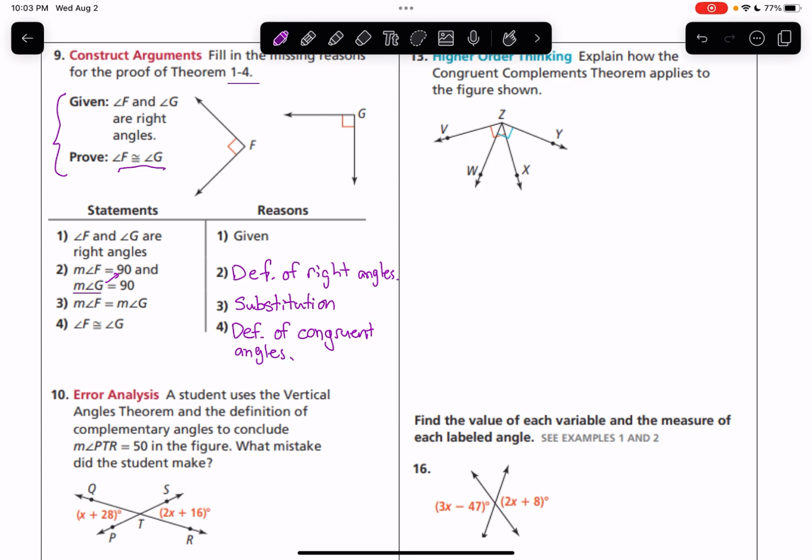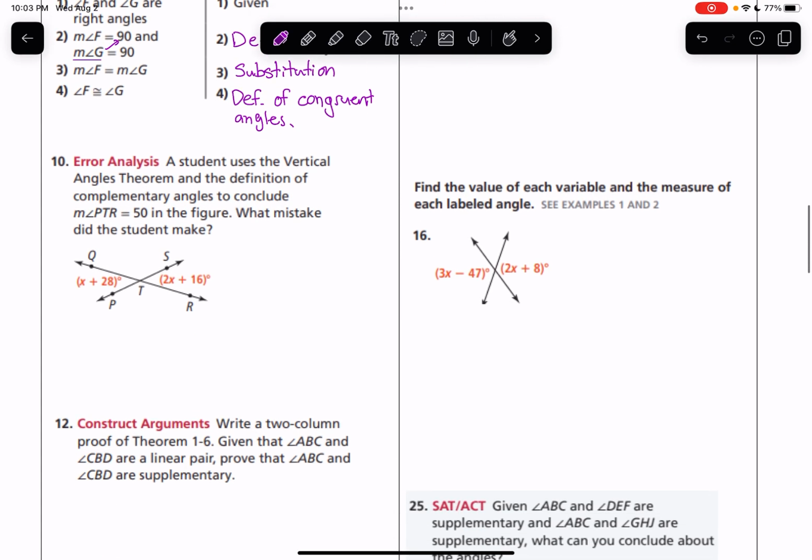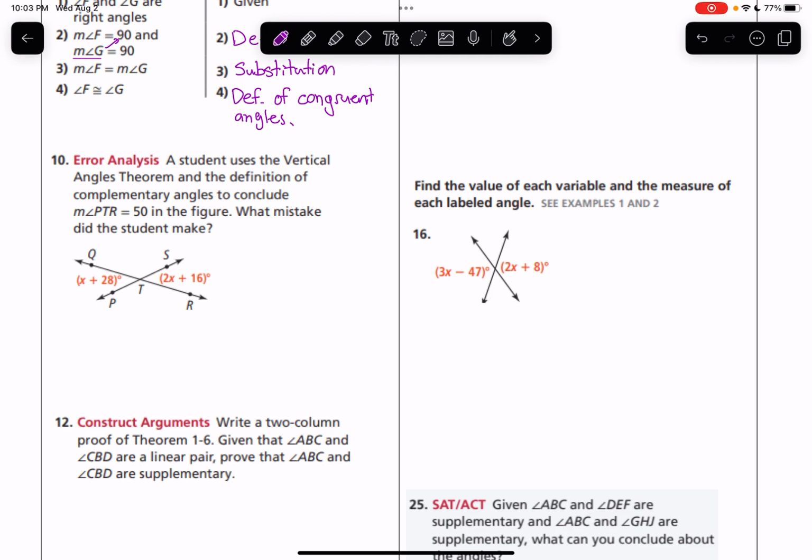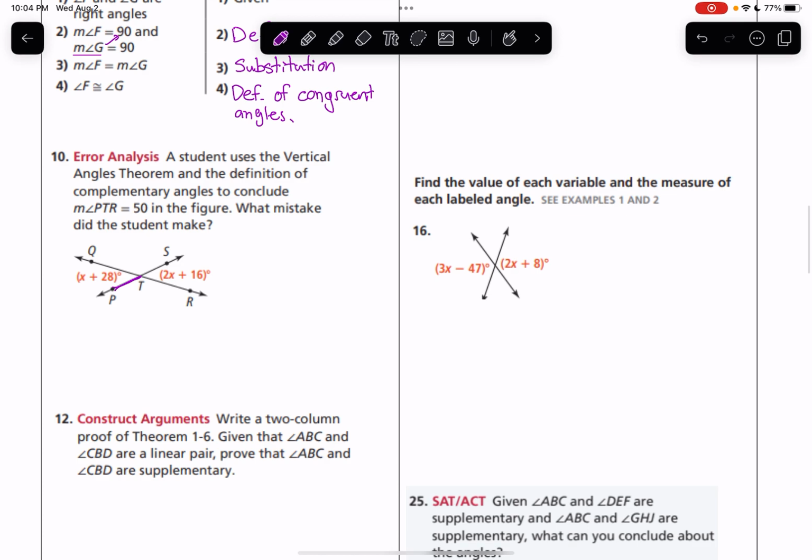All right. Number 10, error analysis. A student uses the vertical angles theorem and the definition of complementary angles to conclude that the measure of angle PTR equals 50 in the figure. What mistake did the student make? So here's PTR. Notice that that's this angle down here. That's the big angle. So we're going to work through the problem because, of course, we can't immediately see what happened. So let's work through it and figure that out.